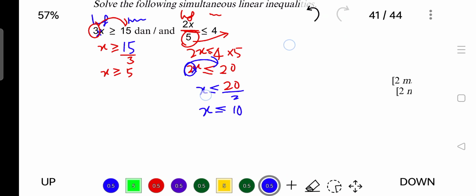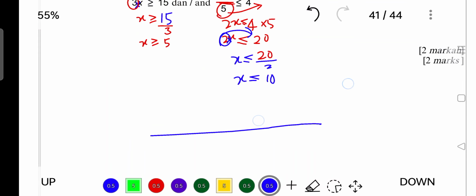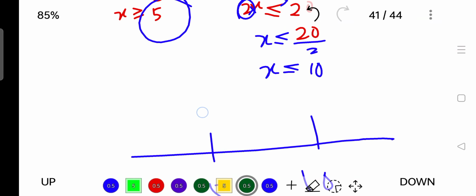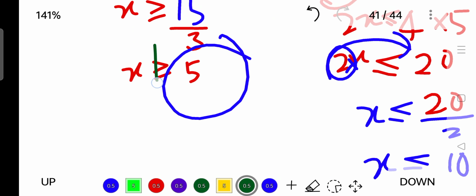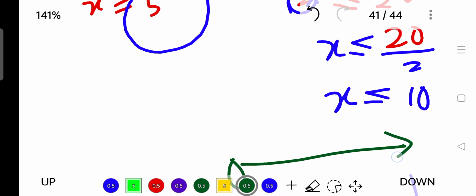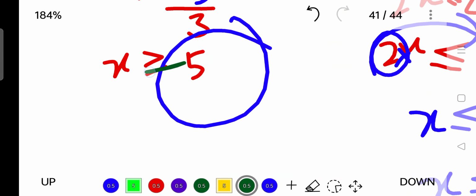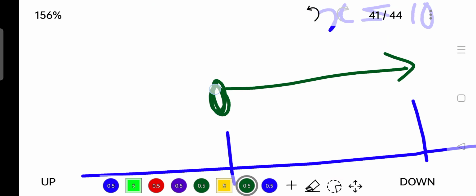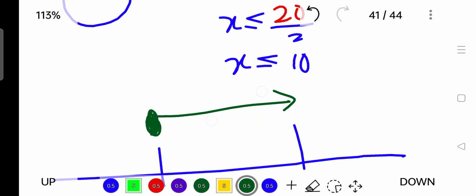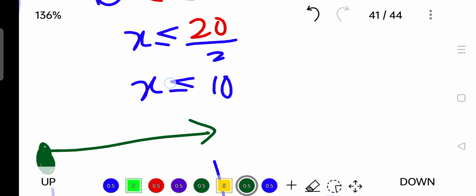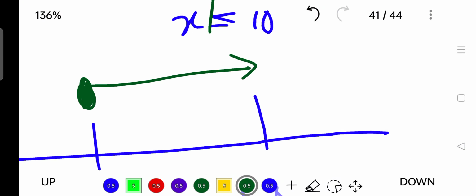This is not done yet because you know that you have to draw a number line. So we have 5 and 10. What do we do? This 5, this is bigger, right? Bigger. So I have to go to the right hand side. And remember, because I have one line down there, I have to darken the circle. And next, this is kecil ya, kurang.